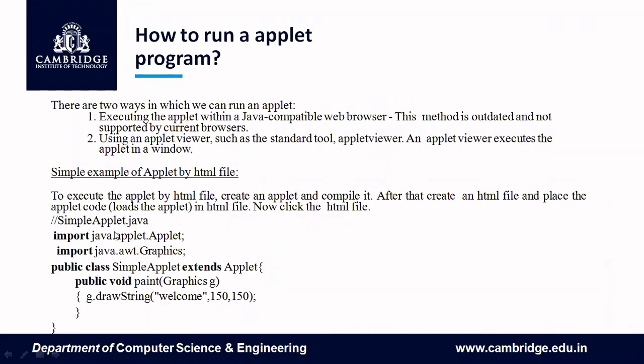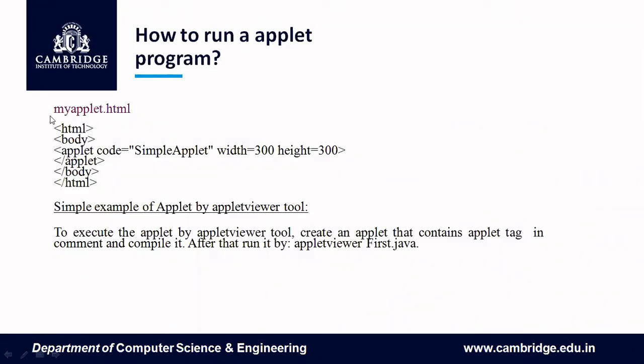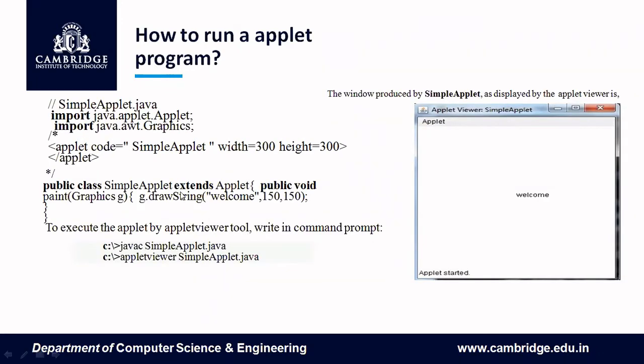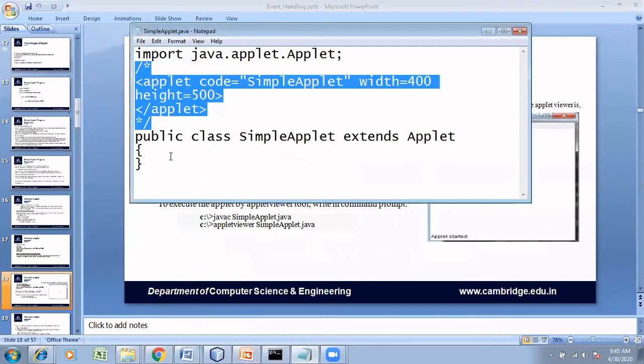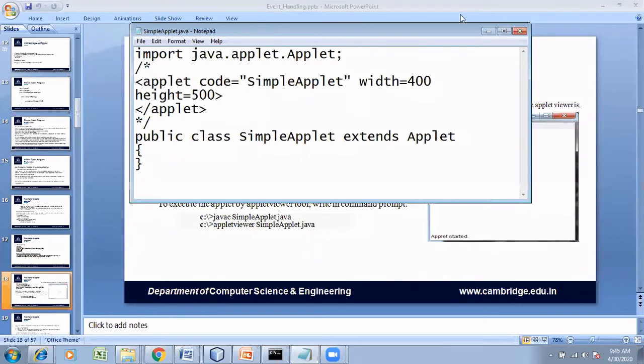So write the program and then write the HTML code. For the HTML code, you should have this applet code equal to this. This will not run, so we are going to use the same thing with the help of the applet viewer tool. After you run it, you get the output as welcome. We have not made any output to the applet, isn't it? So now this will only print the container. This Java program will only print the container. I wanted to have an output.